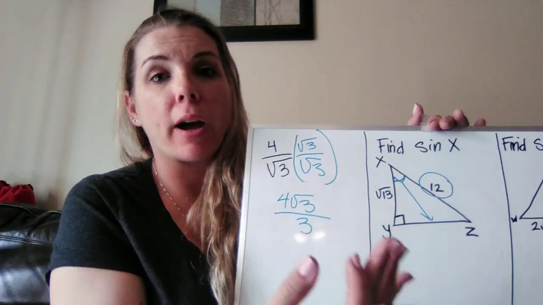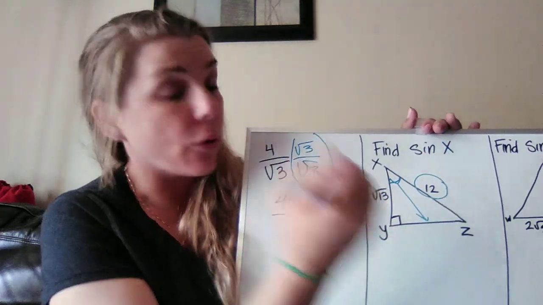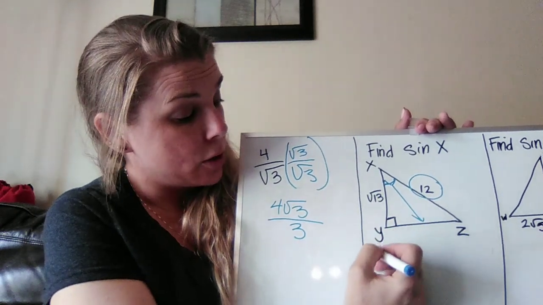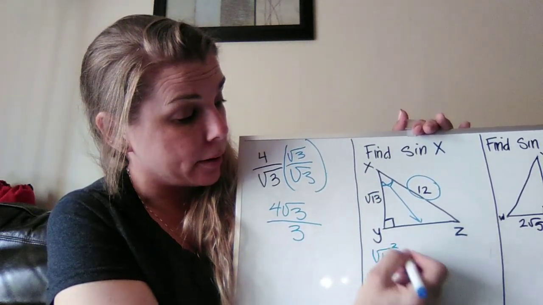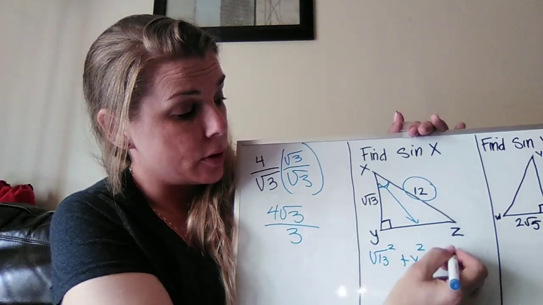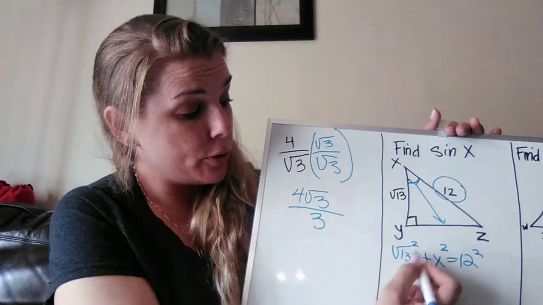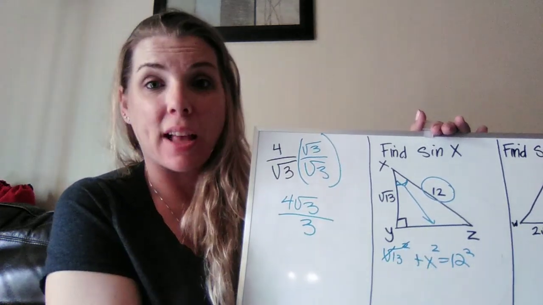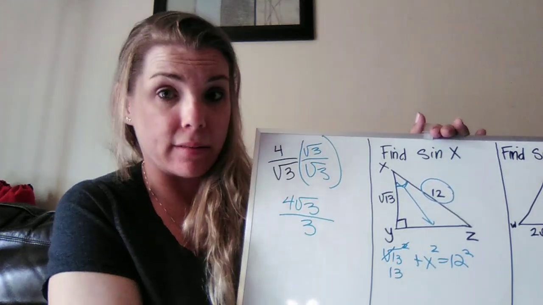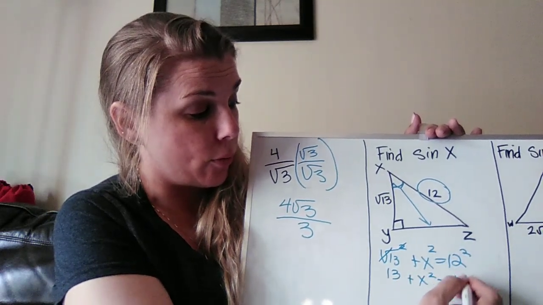Well, how do you find one missing side of a right triangle? You use Pythagorean theorem. So first you have to use Pythagorean theorem. So you got root 13 squared plus x squared equals 12 squared. A squared plus b squared equals c squared. When you do this one, the squared and the square root, they cancel out. So all you're left with is 13 plus x squared equals 144.